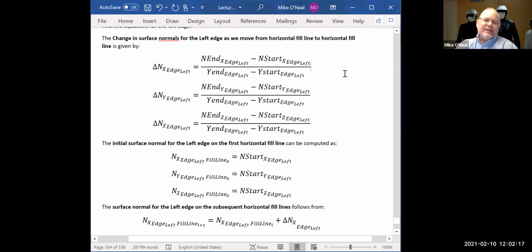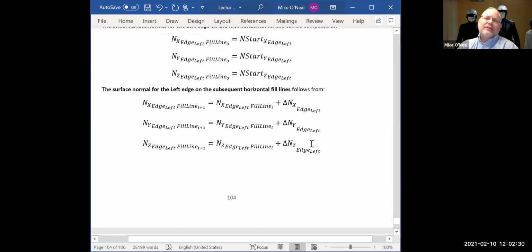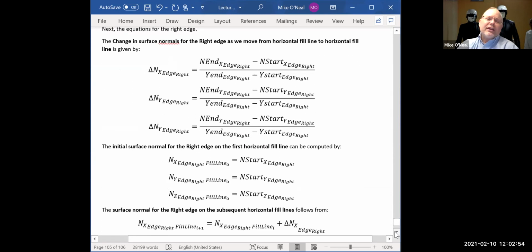So in X and Y and in Z, and then you need the initial start points, which are what was the start at the starting point for the left edge, and then you get the NX, NY, NZ for the next one from the previous one. So you get it for fill line I plus 1 from what it was at fill line I, plus the appropriate delta. And so that gives you the changes in NX, NY, and NZ along the left edge.